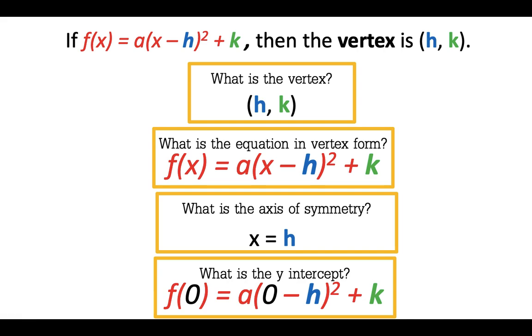To summarize how we would do this, if we have an equation in this form, then the vertex is (h, k). The equation in vertex form is the pattern that we've seen before. The axis of symmetry is going to be equal to the x value in the vertex, so it is equal to h. The y-intercept will be the solution of the function when x is equal to 0. So if you drop 0 in for x and solve for the y value, then you'll find the y-intercept.